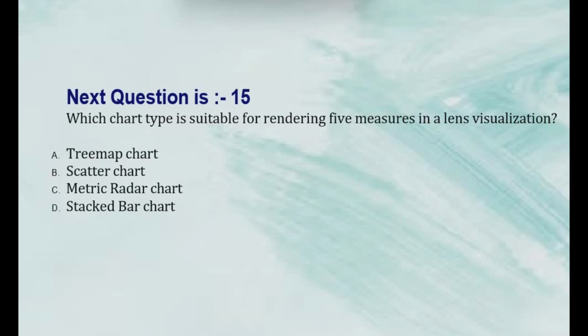Question is, which chart type is suitable for rendering 5 measures in a lens visualization? Option A, tree map chart. Option B, scatter chart. Option C, metric radar chart. Option D, stacked bar chart. Correct answer is option B.